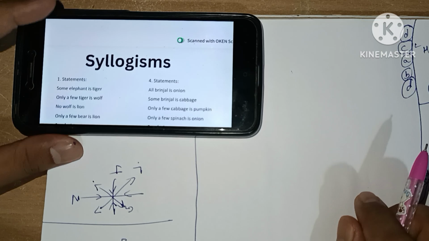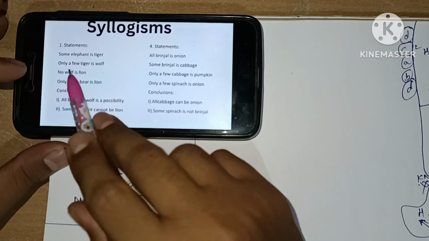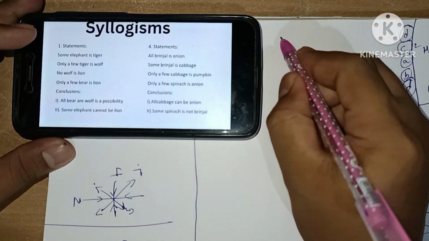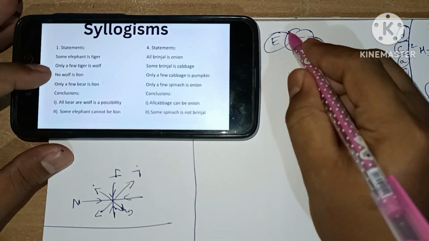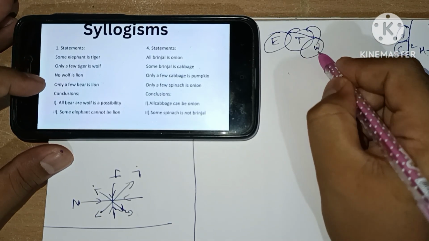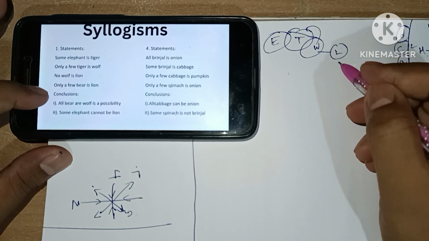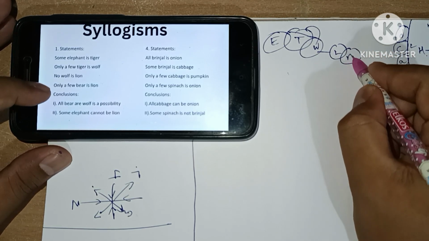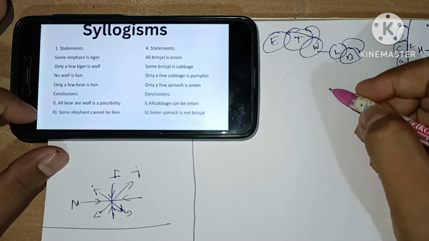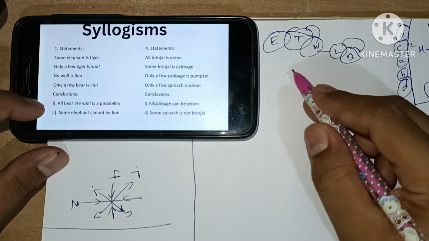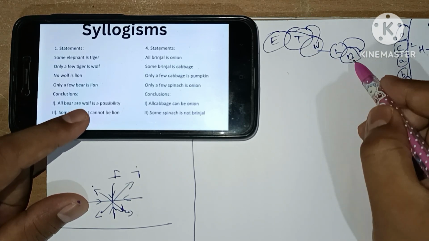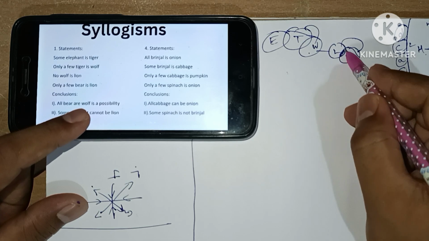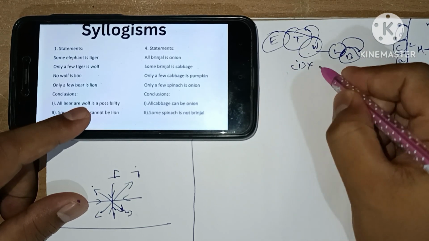Next, we are going to see syllogisms. First question. Some elephant is tiger. Only a few tiger is wolf. No wolf is lion. Only a few bear is lion. Conclusions. All bear are wolf is a possibility. No, it is not possible because of this part. So the first conclusion will be false.